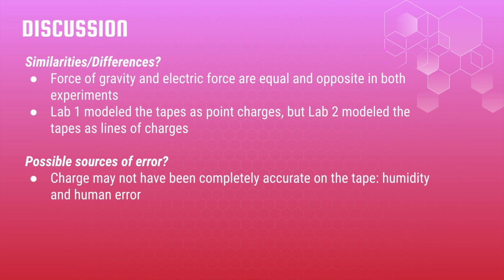Some similarities and differences include the fact that the force of gravity and electric force are equal and opposite in both experiments. However, Lab 1 modeled the tapes as point charges, but Lab 2 modeled the tapes as lines of charge. A possible source of error could have been that the charge may not have been completely accurate on the tape due to humidity and human error.